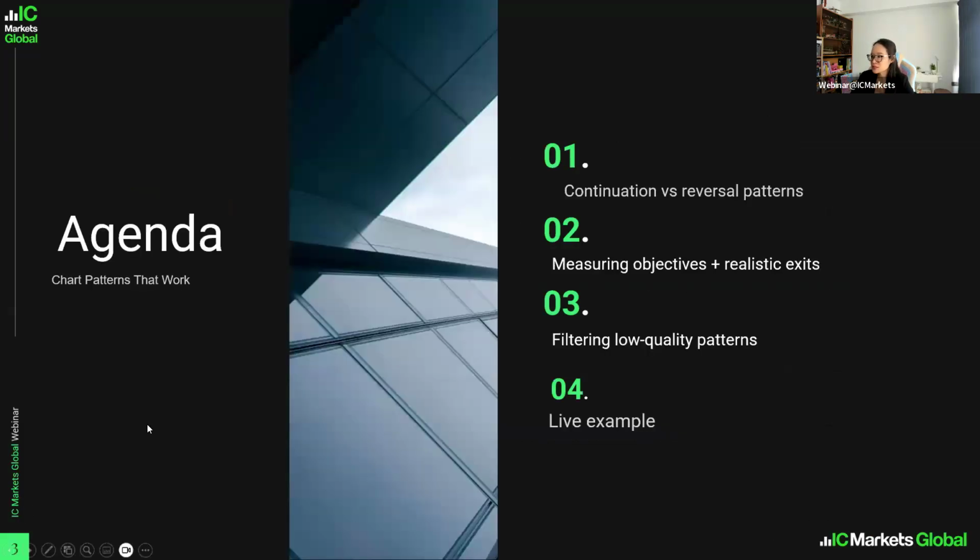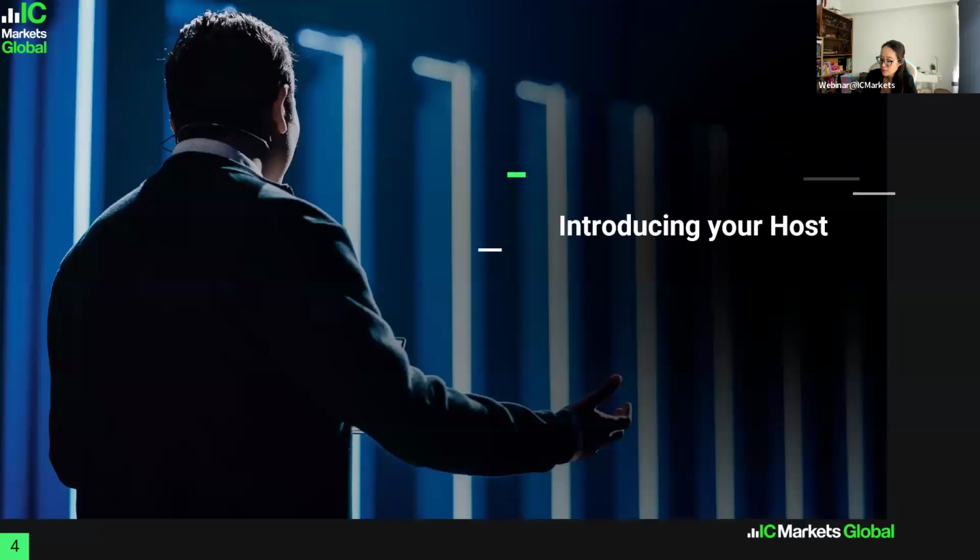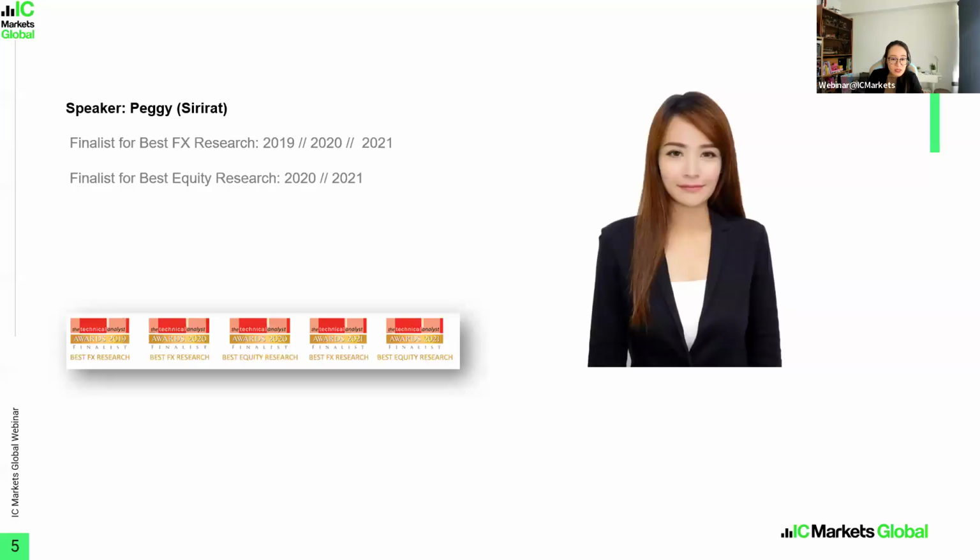All right, so this is the agenda for today. What we're going to cover are continuation and reversal patterns, measuring objectives plus realistic access, filtering low quality patterns, and live examples. And just in case you don't know me, my name is Peggy. I'm an investment analyst and a prop trader.